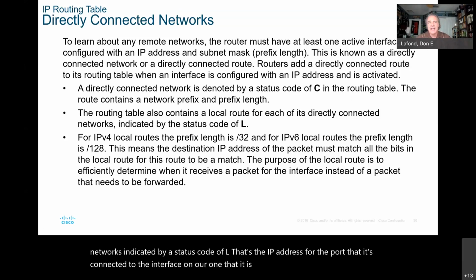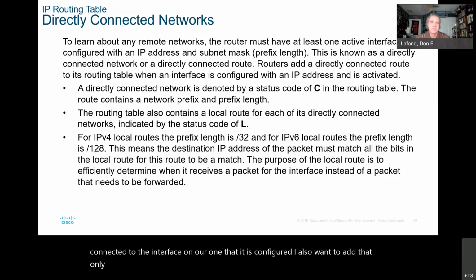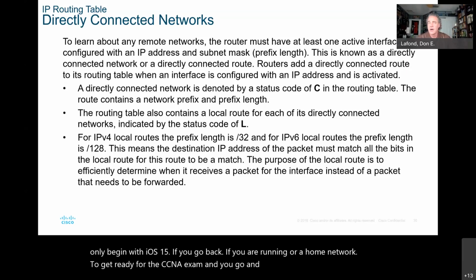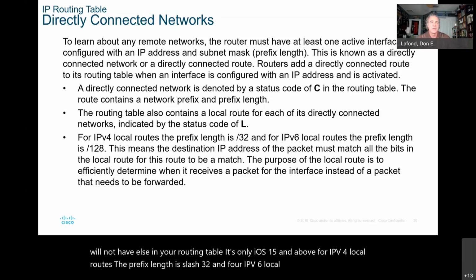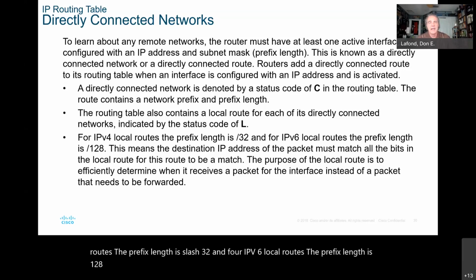I also want to add that this only began with IOS 15. If you are running a home network to get ready for the CCNA exam, and you're running IOS 12 or earlier, you will not have L's in your routing table. It's only IOS 15 and above. For IPv4 local routes, the prefix length is /32, and for IPv6 local routes, the prefix length is /128. This means the destination IP address of the packet must match all of the bits in the local route for this route to be matched.